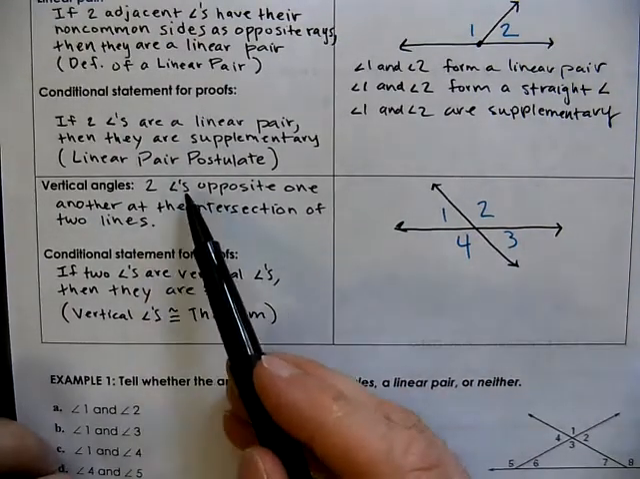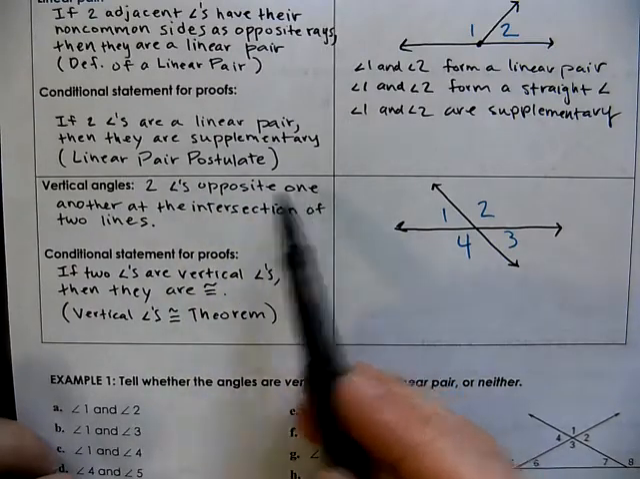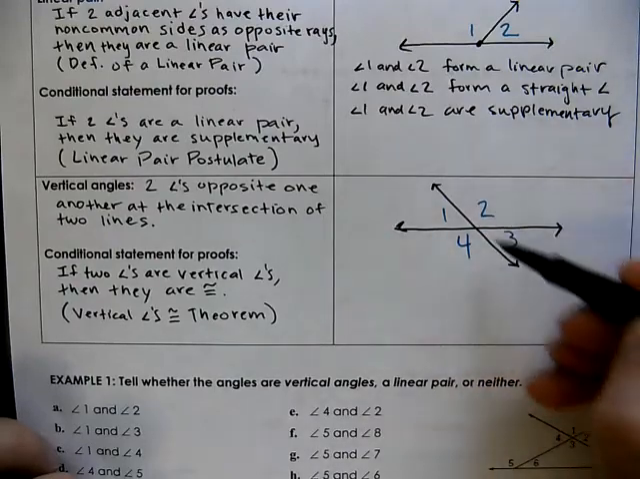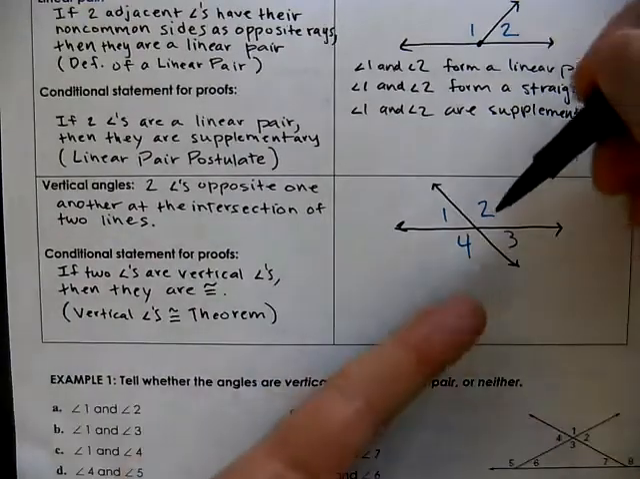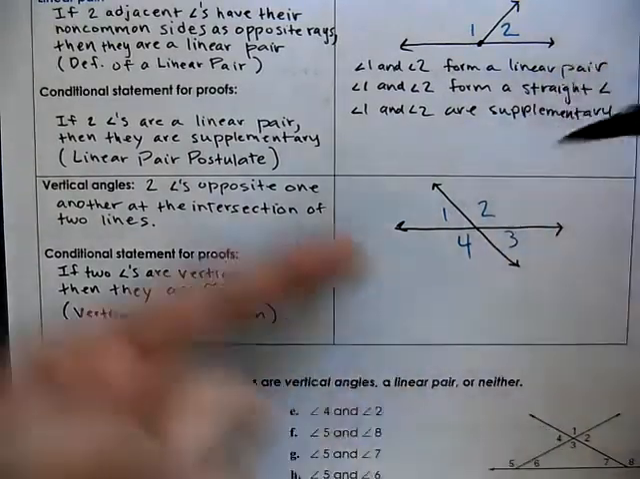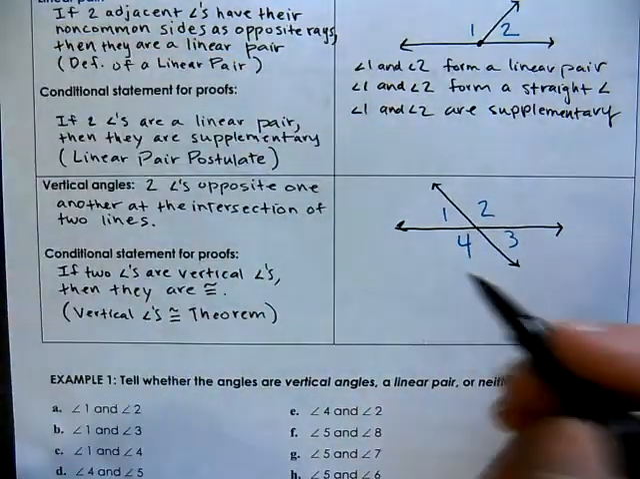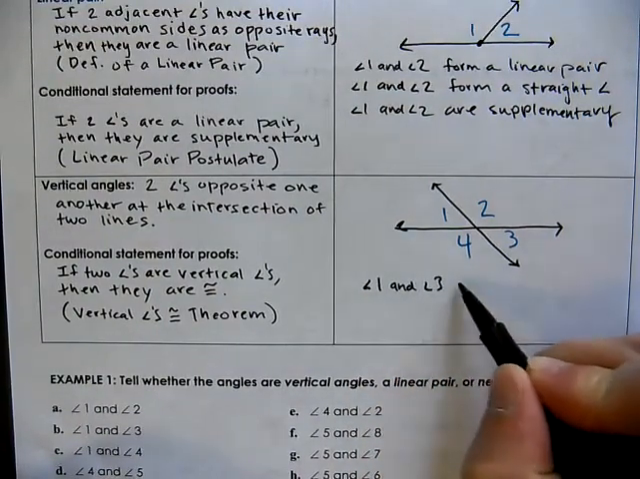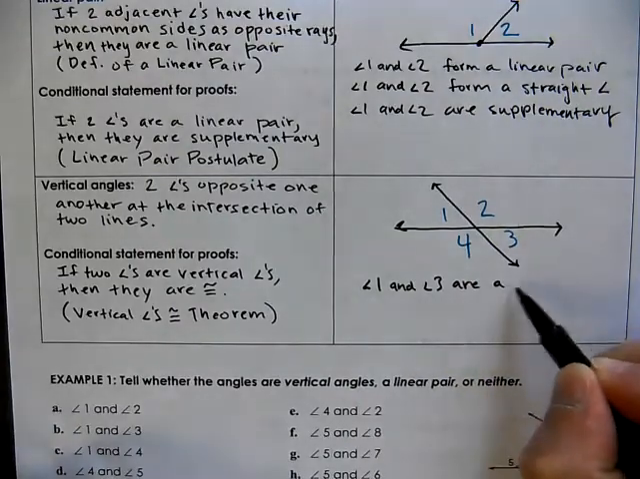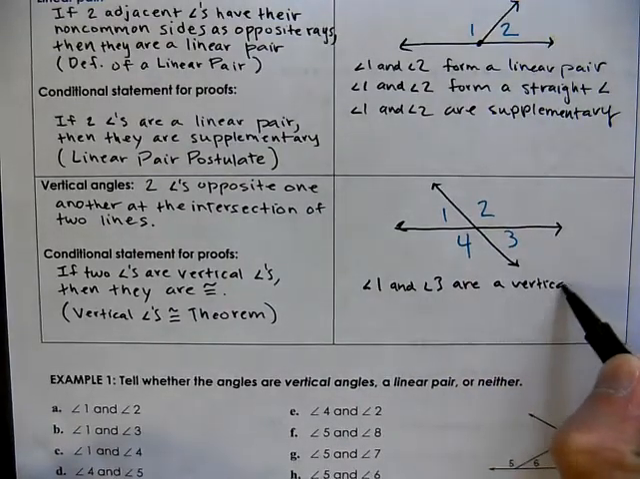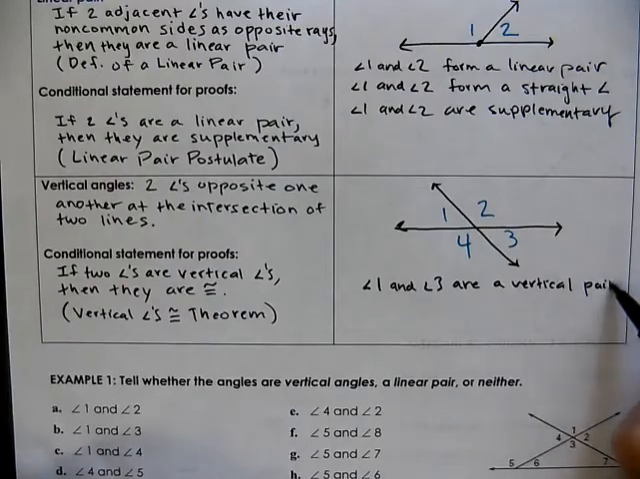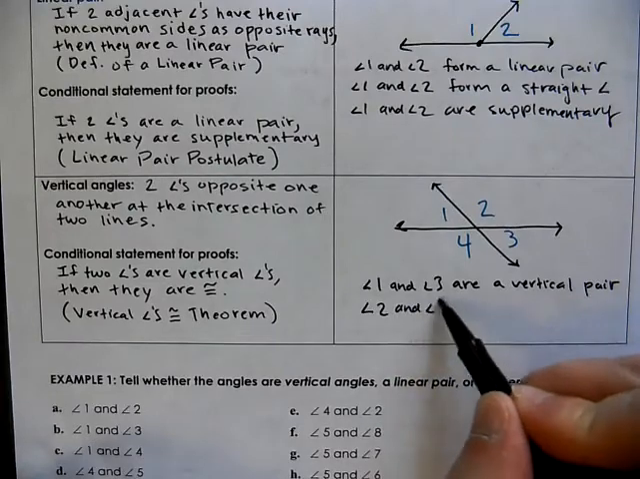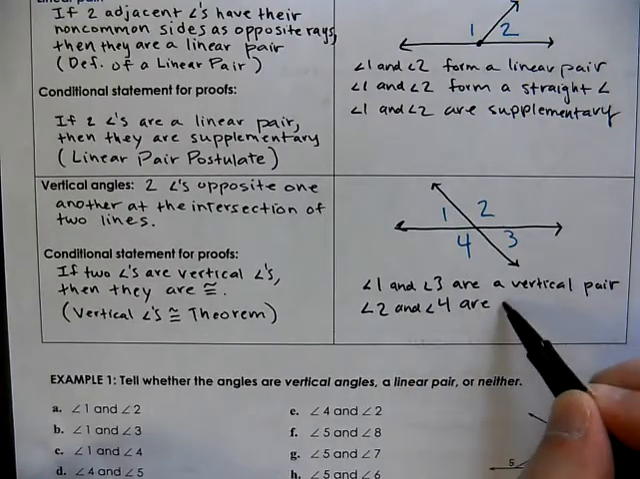So we're talking about two angles that are opposite one another. So we're talking about sort of opposite that point of intersection. You see the two lines form this X. So we're talking about these two angles being a vertical pair and these two angles being a vertical pair. So we would say angle 1 and angle 3 are a vertical pair. We would also say angle 2 and angle 4 are a vertical pair.